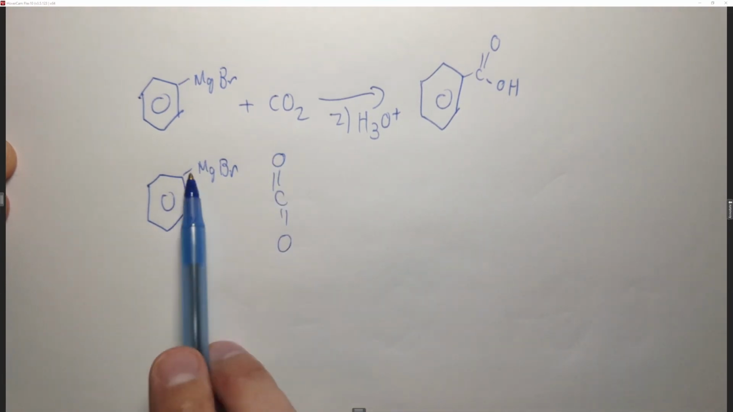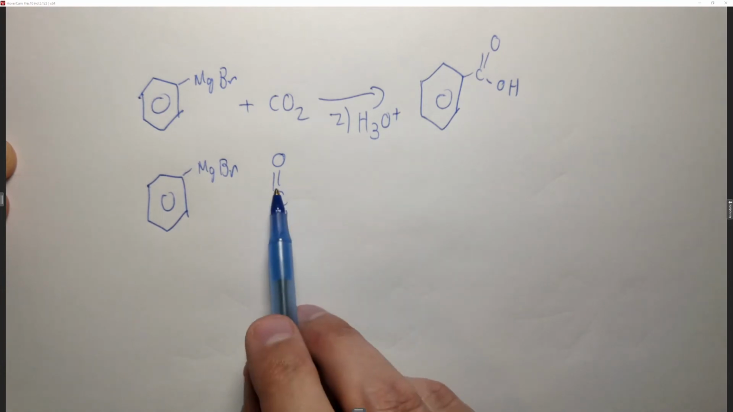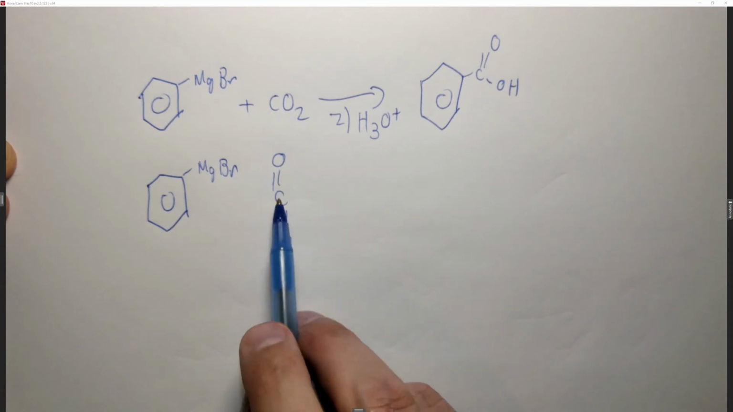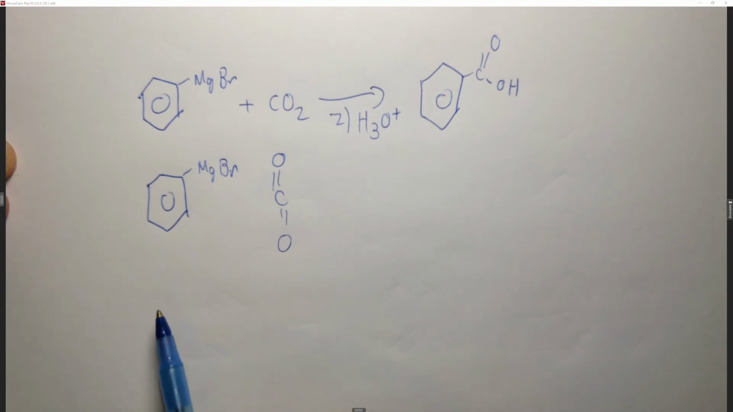But why does this attack the carbon? Well, I could write a resonance form of carbon dioxide where we have the minus charge, these electrons come up onto oxygen, and a plus charge on carbon. Said another way, this carbon is partially positive.